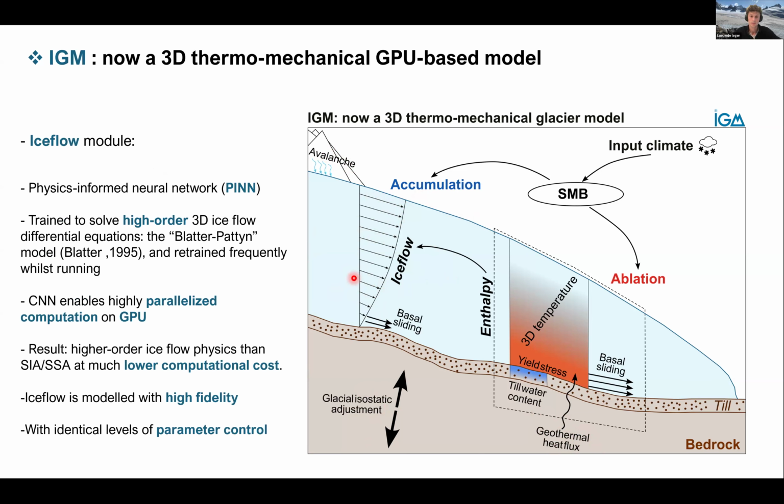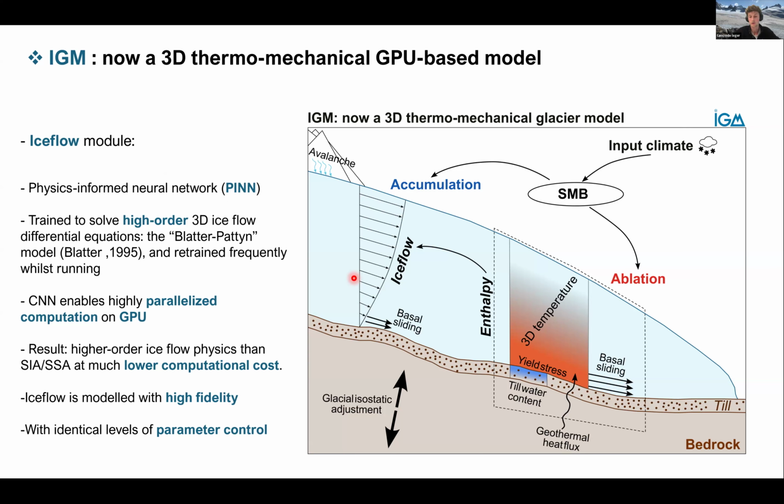However, the peculiarity of IGM is that this ice flow part of the equation is now much faster. Instead of solving the equations numerically and traditionally on the central processing units, we solve them on the graphics processing unit, the GPU, thanks to machine learning. Basically, we train a physics-informed neural network, this PINN technology, to solve equations of ice flow physics. So we solve high-order 3D ice flow differential equations under the Blatter-Pattyn model, so high-order ice flow physics.